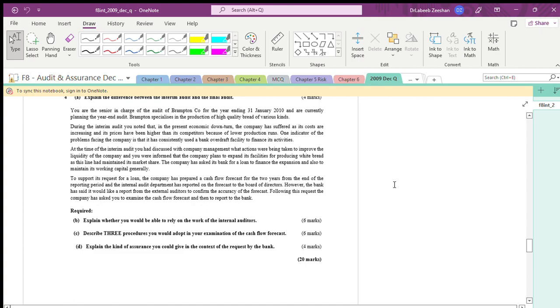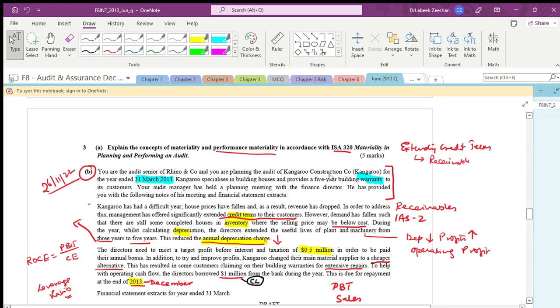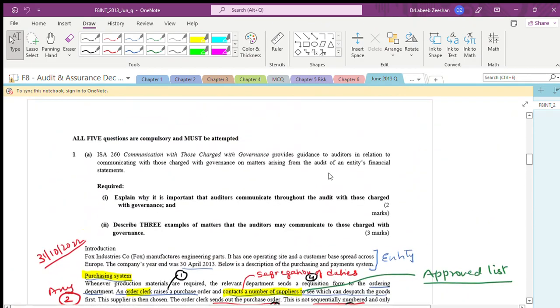They are talking about internal auditors. Let me know, right? One minute, I'm just looking for where it is. December, June, one minute. We will go by one, okay? We'll go by one.